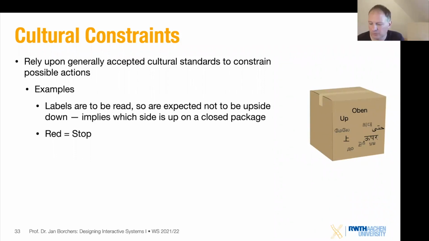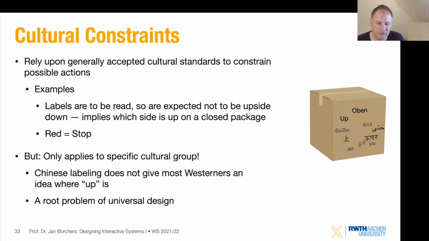Or, red equals stop is another example of these cultural constraints that we often see applied. We just have to make sure that we understand that these are limited to a specific cultural group. If that labeling on the box was only in Chinese, it would give most Westerners who can't read Chinese characters no clue where up is. And this is one of the root problems, these cultural peculiarities, of universal design. Universal design means that you want to design for all users that are going to get in touch with your system. And this is really hard.